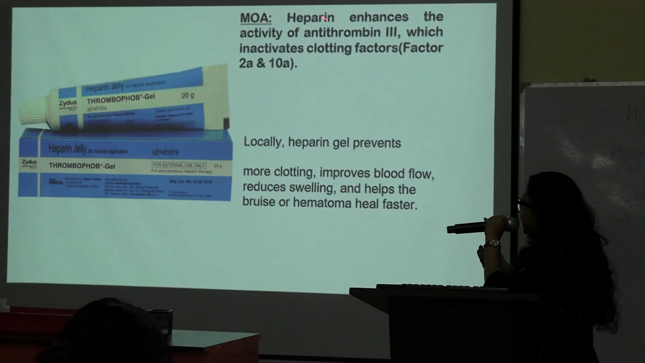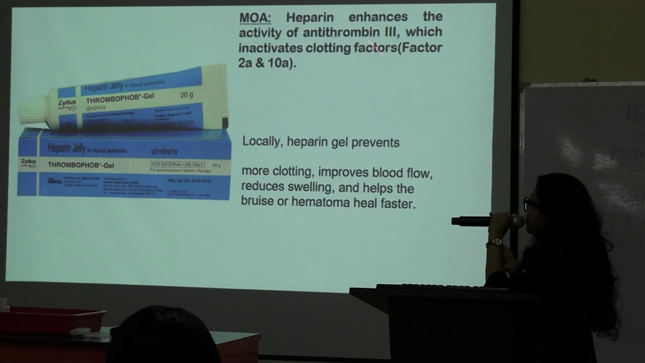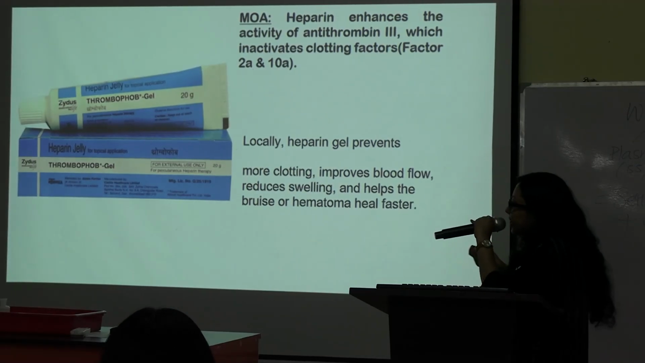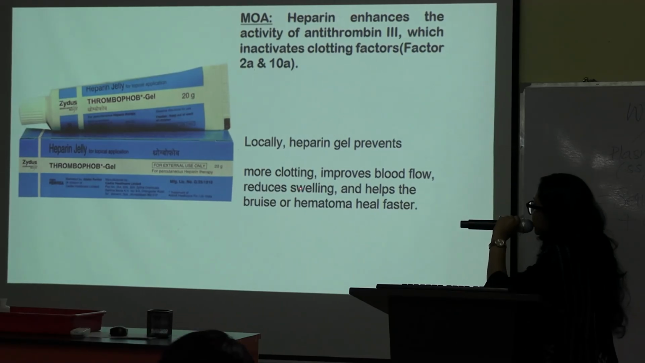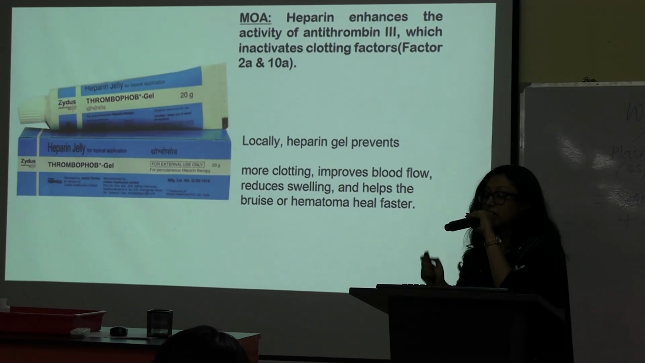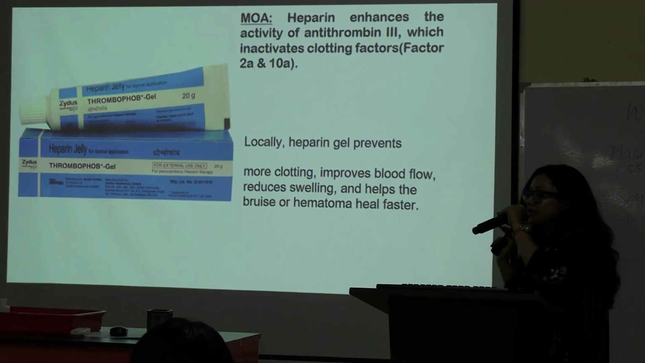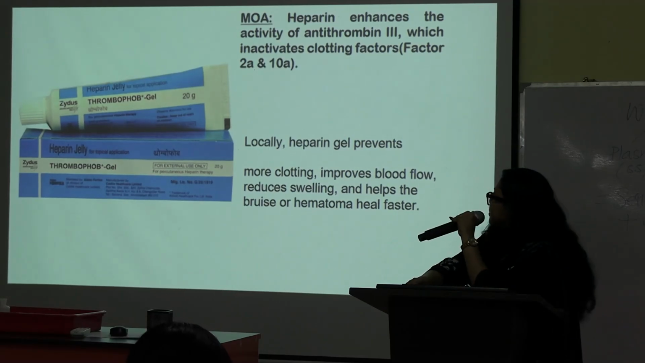So if heparin is enhancing the activity of antithrombin 3, there won't be any clotting, right? So it is preventing the clotting factors. And locally, heparin gel prevents more clotting and improves blood flow, reduces swelling and helps bruise or hematoma to heal faster. You just remember the term heparin jelly, the activity is antithrombin 3, to enhance the activity of antithrombin 3, and you are sorted.